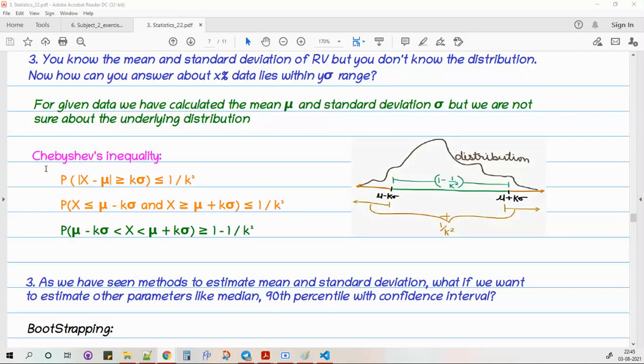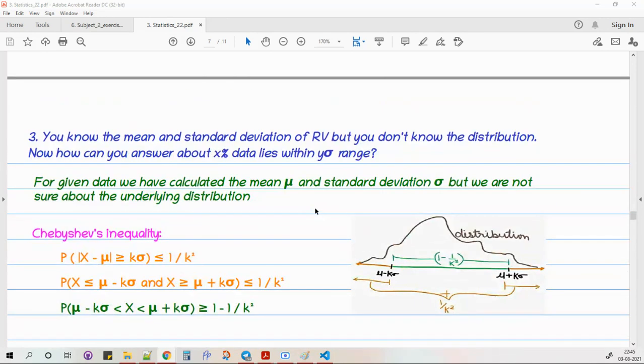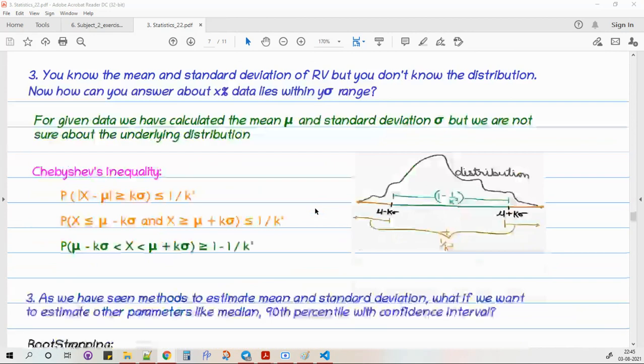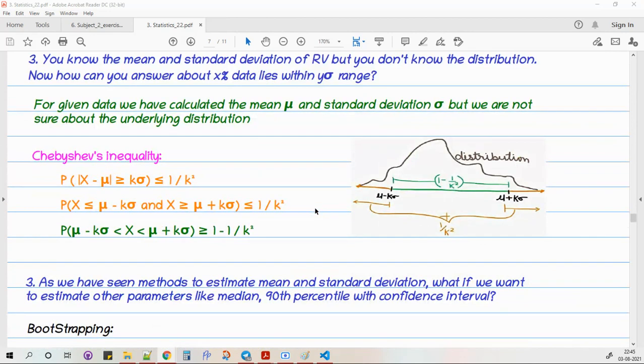Even I make mistakes in this formula, so it's better to remember just one formula and derive the rest of it. What Chebyshev's inequality is saying is, given any random distribution, the probability of finding your data, or you can say the mean, is this. Why am I making a mistake now?